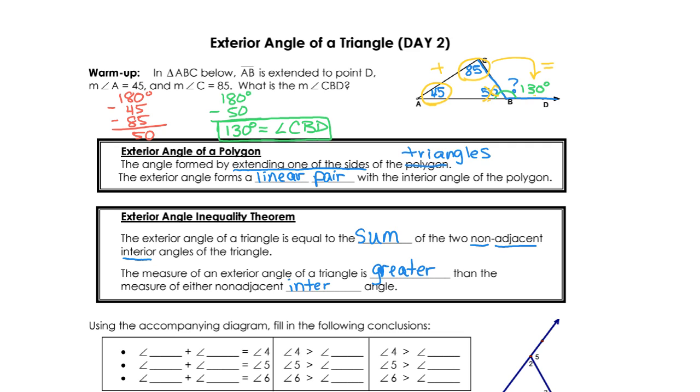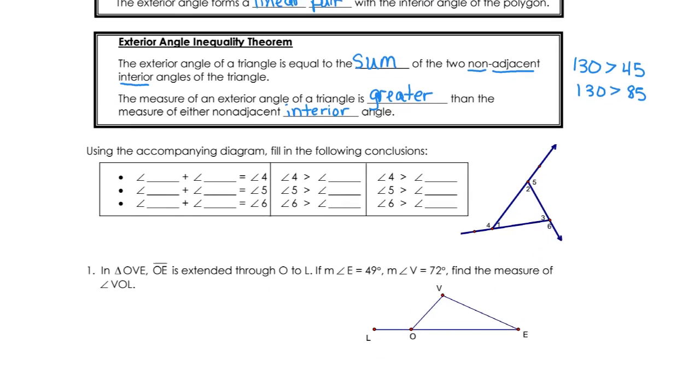So again, what does that mean? If you look back at the picture in the warm-up, the 130 for the exterior angle is greater than the non-adjacent interior angle of 45. And the 130 is also greater than the non-adjacent interior angle of 85. Okay? Because in order to get that 130, you have to add those 2 angles, 45 and 85 degrees, together. So it has to be greater than both of them separately. Okay? All right, let's move up.